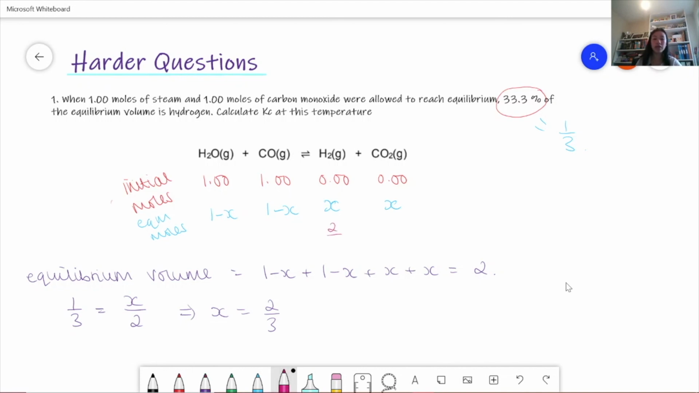So we have 2/3 of hydrogen, 2/3 of carbon dioxide, and then we have 1 minus 2/3, which is 1/3 of carbon monoxide, and 1/3 of water. And so now we can work out the Kc. Kc is equal to the moles of this times the moles of this, divided by the moles of carbon monoxide times the moles of water. So we have 2/3 times 2/3 over 1/3 times 1/3.